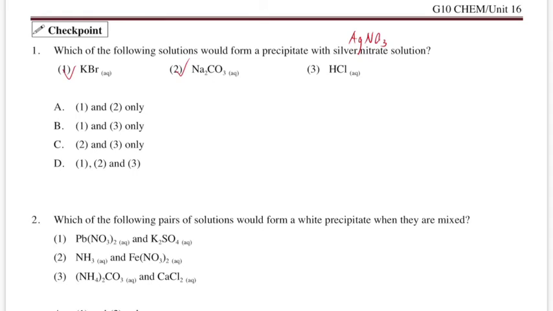The last one, we have hydrochloric acid with silver nitrate. After they exchange ions, it will form silver chloride with nitric acid. Silver chloride again is insoluble, so we can put a tick for that one. So the correct answer should be D.